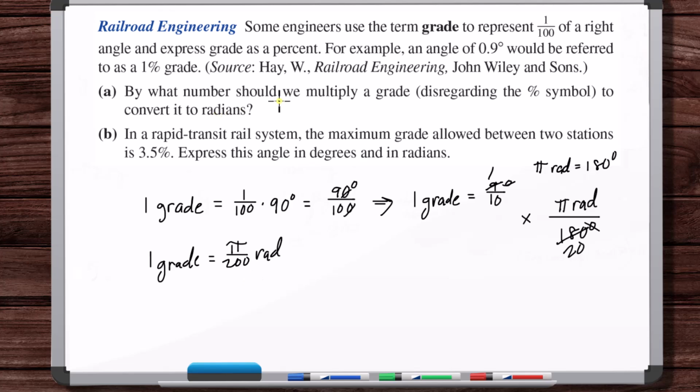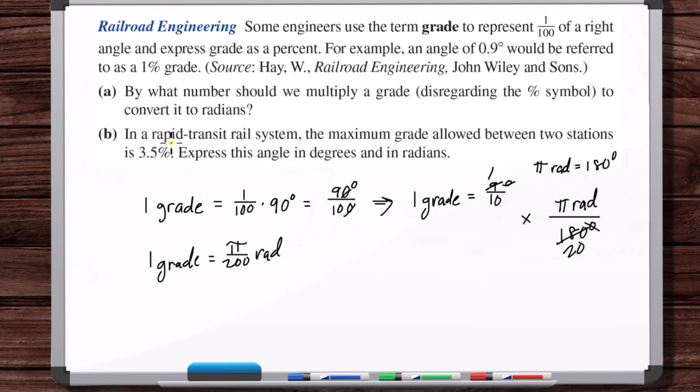So what do you multiply a grade by to convert it to radians? Okay, if I've got X grades, so not just 1 grade, any grade, and I want to convert it to radians, what do I do? Well, there's pi over 200 radians for every 1 grade. So now I'm in radians. I multiply the grade I have by pi over 200. So the answer to A is pi over 200.